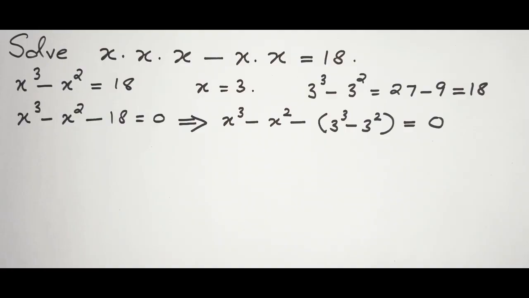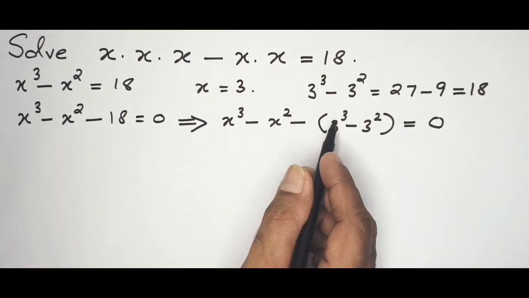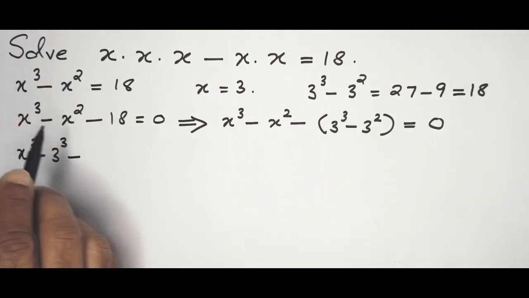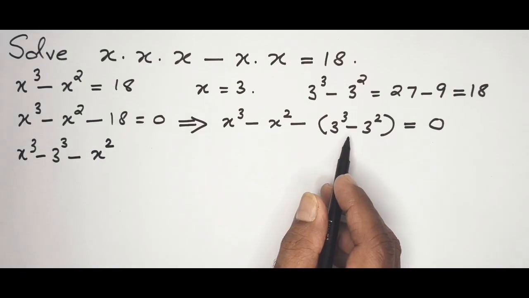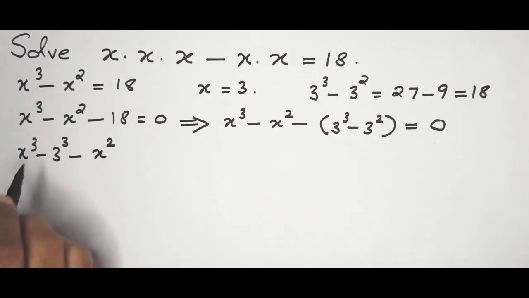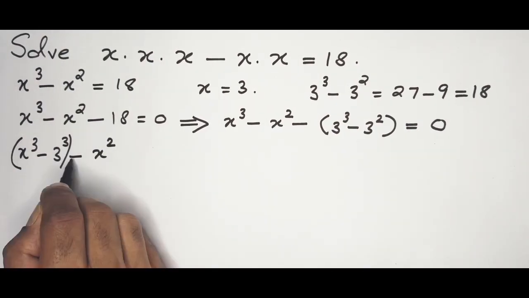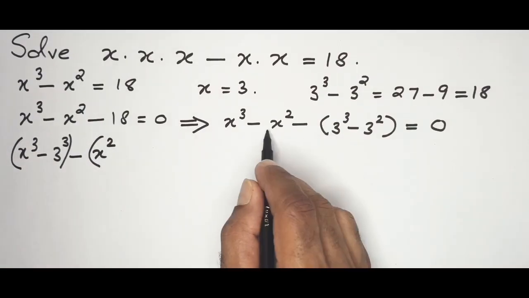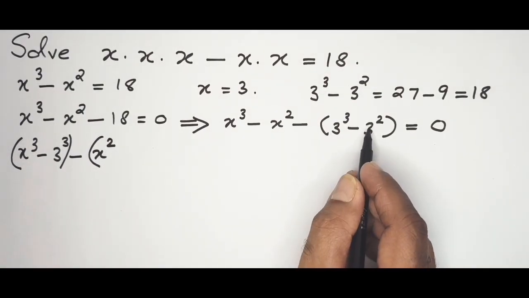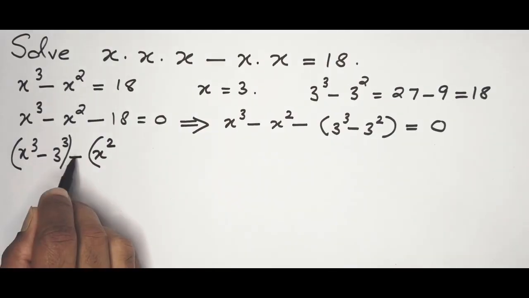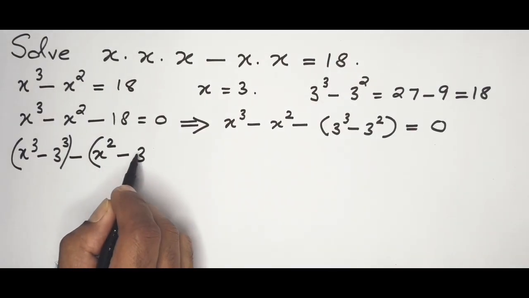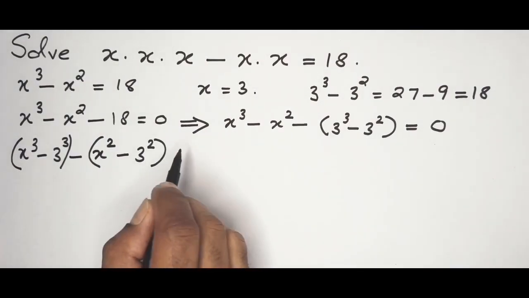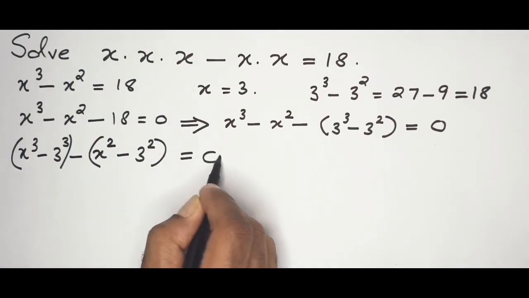as I proceed further. Now x cubed, let's combine with 3 cubed. Then there is this minus x squared. Let me combine that with 3 squared. So let me put a bracket here, and this minus we will keep outside. So minus x squared, then there is a minus. It will become actually plus 3 squared, but because of this minus, it will be minus 3 squared. This is what you get by rearranging the terms on the left side.